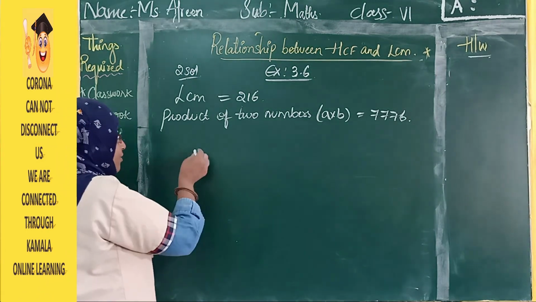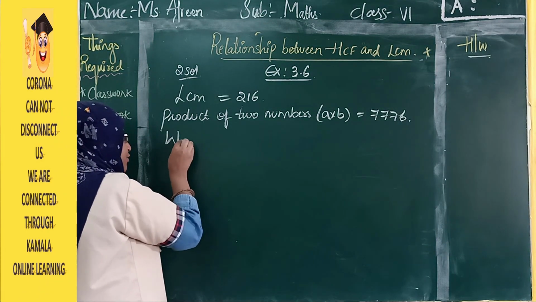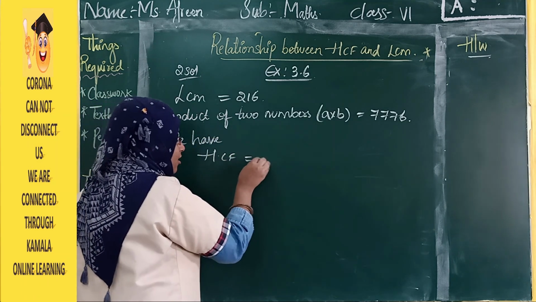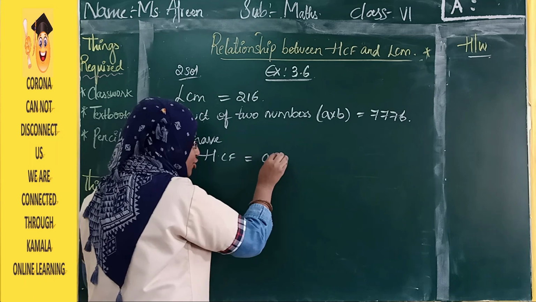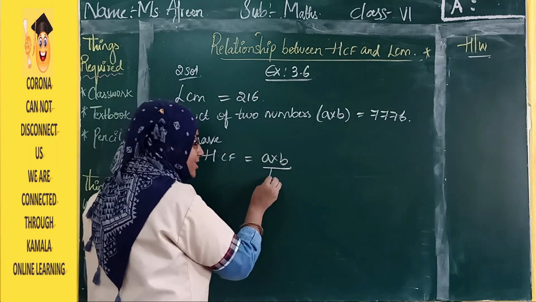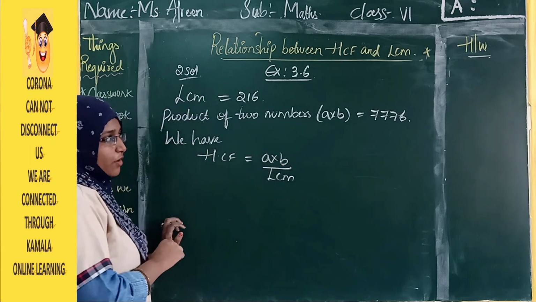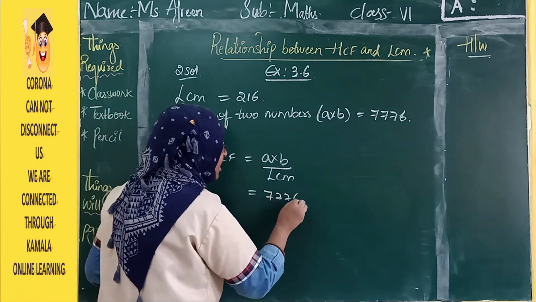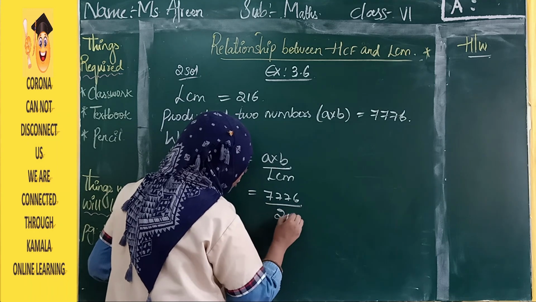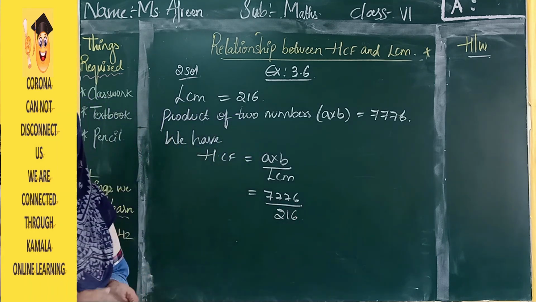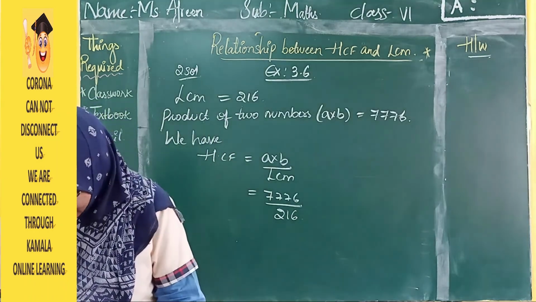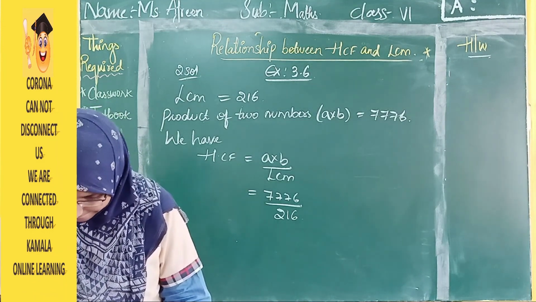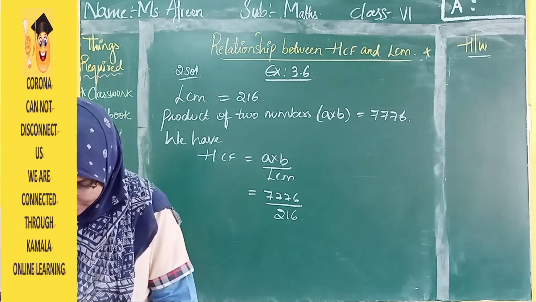What will be its HCF? What is the formula for HCF? HCF is equal to A into B by LCM. A into B is nothing but the product of the numbers, 7776, divided by 216. Whatever answer you get when you divide, that is your HCF. Okay, so now let us divide it.